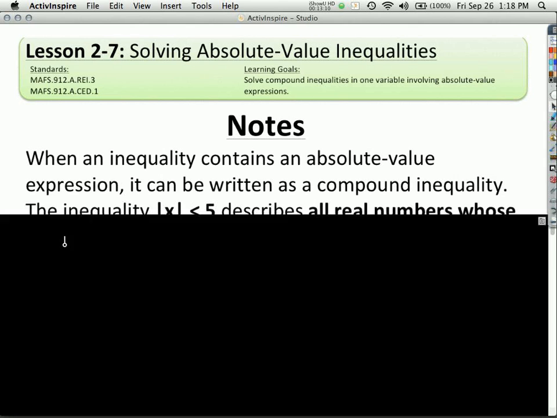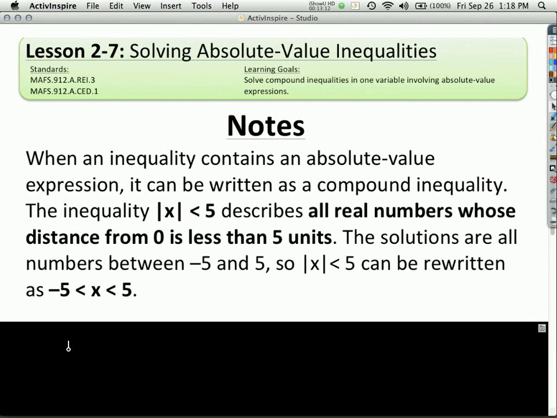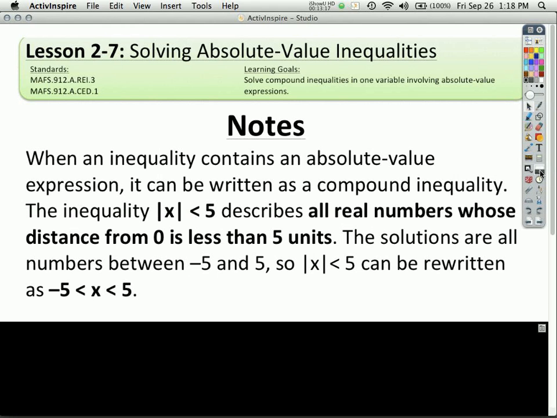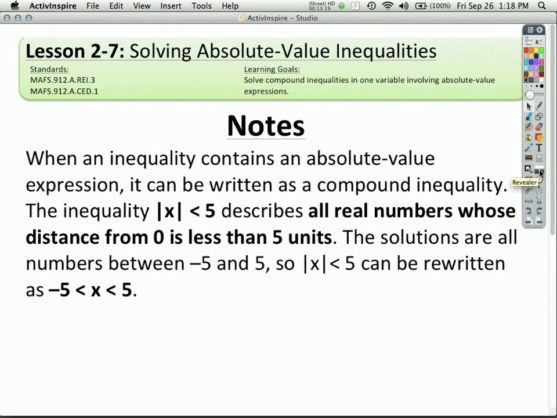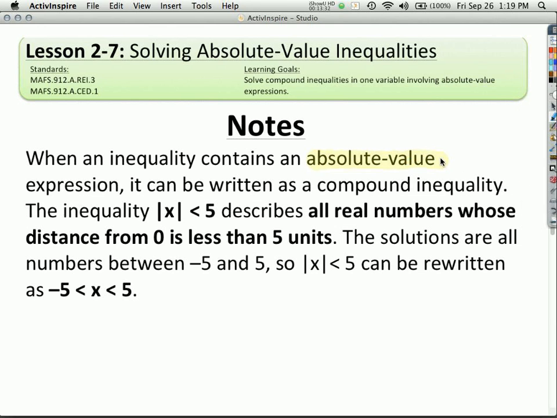So, an absolute value inequality. The biggest point I want to get across to you initially is that an absolute value inequality is a fancy way of writing a compound inequality. An absolute value inequality is a fancy way of writing a compound inequality.